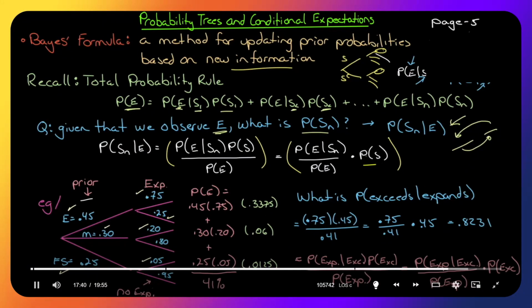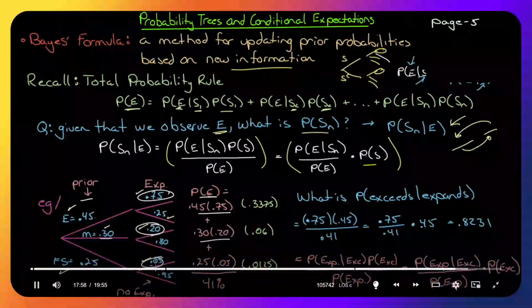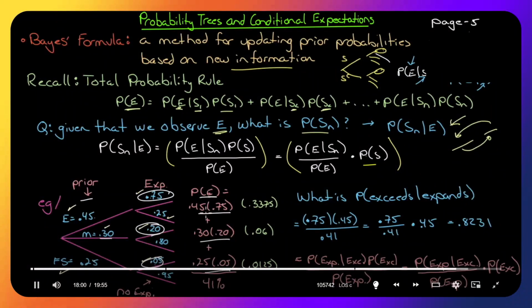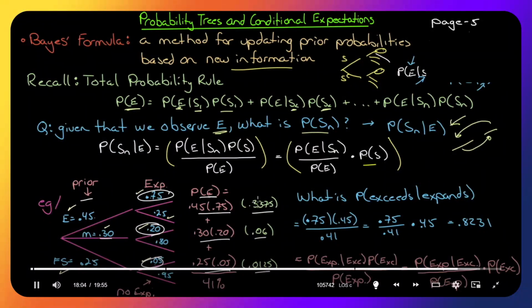So what is the probability that they're going to expand? Well, they can expand here, they can expand here, and here. So it's the total probability rule. How do we get the probability? We multiply 0.45 by 0.75. We get this probability. Plus 0.3 times 0.2. We get this probability. And 0.25 times 0.05. We get this. This is 0.3375. This is 0.06. This is 0.0125. Added up, we get 41%.